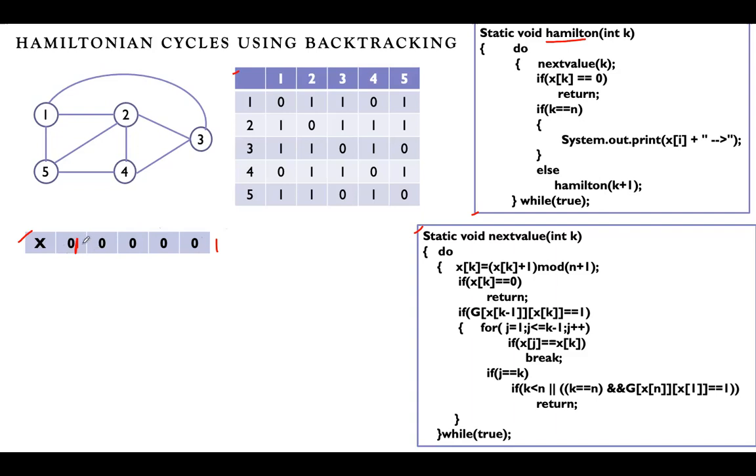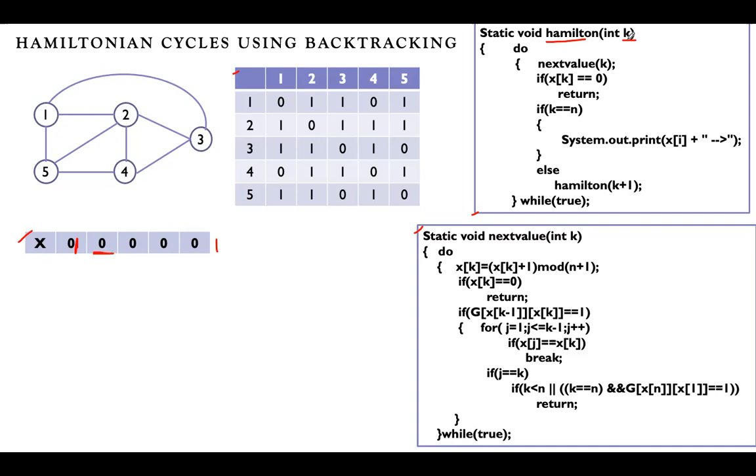We shall start with vertex 1, the starting vertex. We'll take it, so we will be starting with the second vertex. You can see here, first I will be calling this function Hamilton by passing the k value. So what is that k value? That k value is nothing but 2.